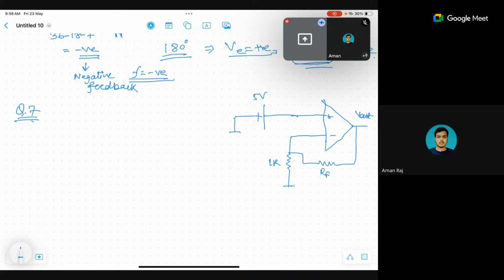So first of all, we calculate the value of RF. So it is a non-inverting amplifier. So V out is what? 1 plus RF by R1 times 5 volt. So it becomes 1 plus RF by 1 multiplied by 5 volt, and it is given the V out is 12.5. So RF is 1.5 kilo.